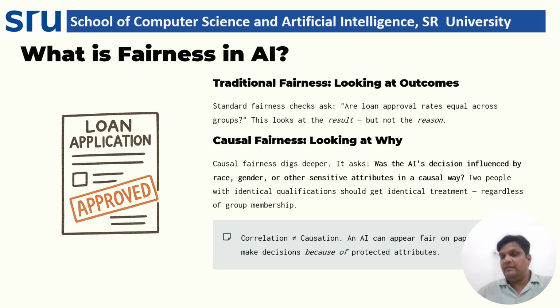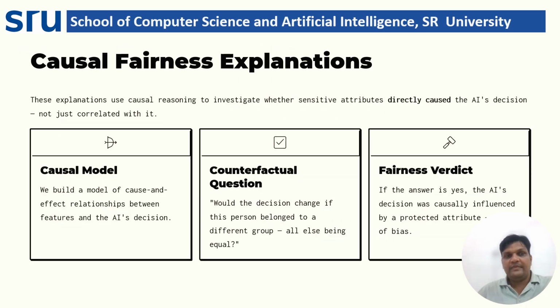Now let's talk about fairness. Traditional fairness checks outcomes, but that's not enough. We must ask, why did the AI make its decisions? Causal fairness explanations use causal reasoning to investigate whether a sensitive attribute directly causes the AI decision, not just correlates with it.